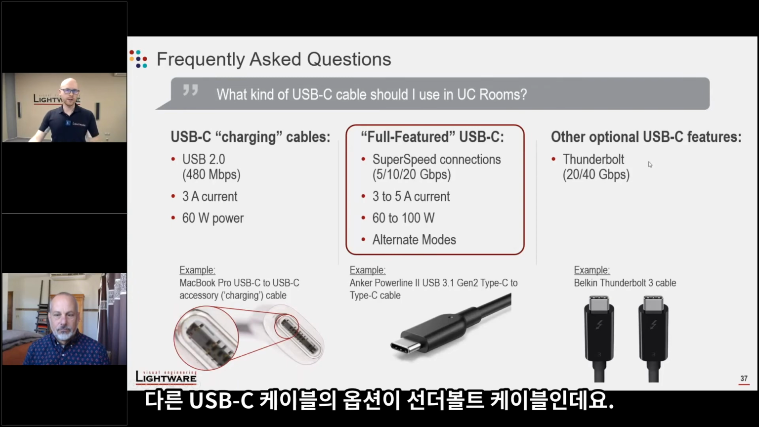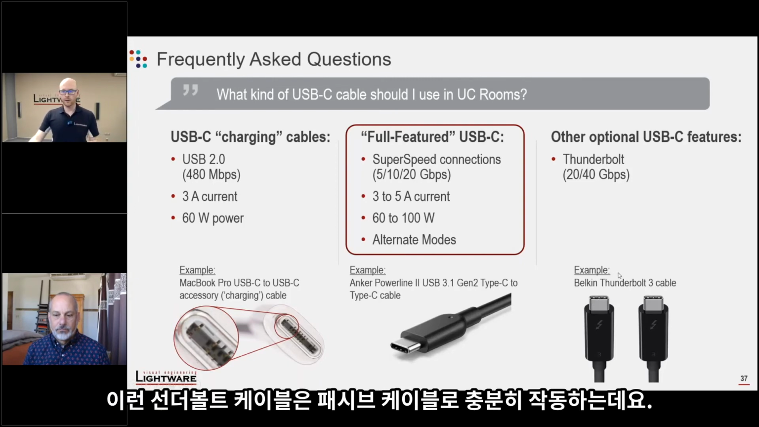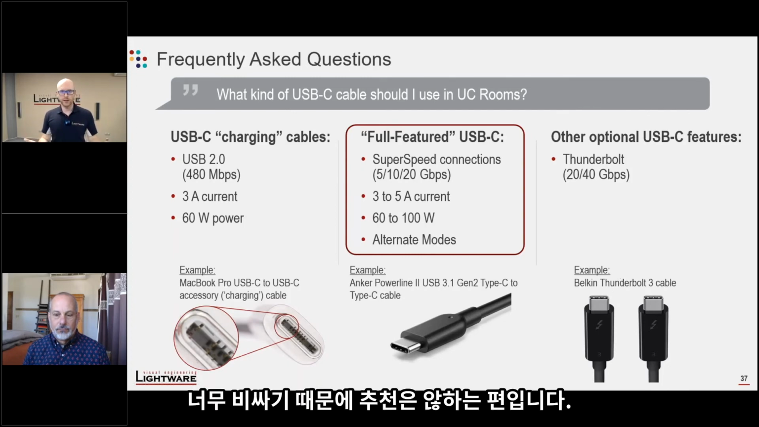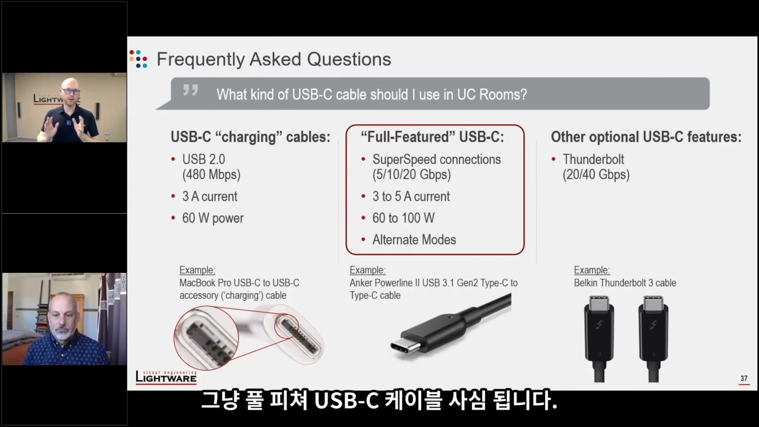Other optional USB-C features include Thunderbolt. As I mentioned, USB-C is just the connector type, the connector shape. It can be a Thunderbolt cable. If it's a passive cable, it will work, but it's overkill. So it's too expensive and it's too short for these applications. So stick with a full-featured USB-C cable.